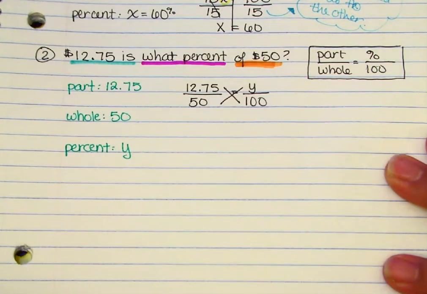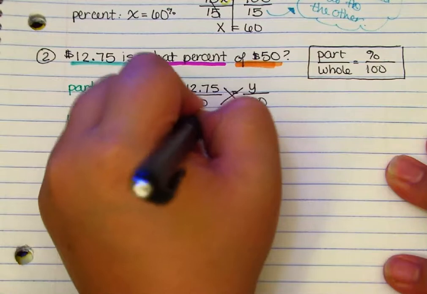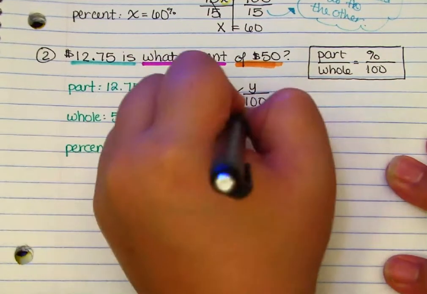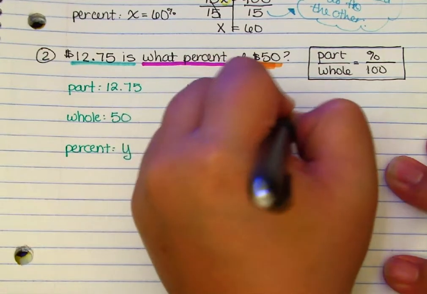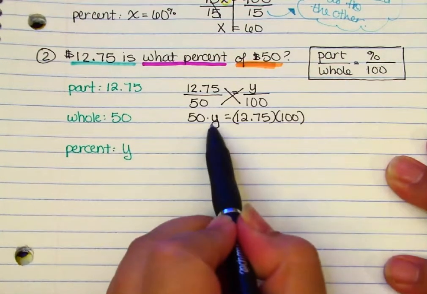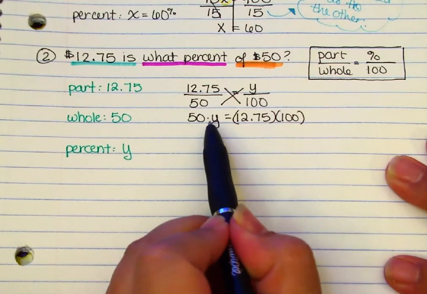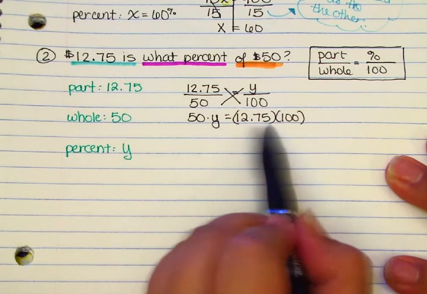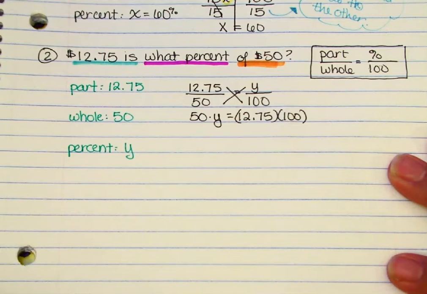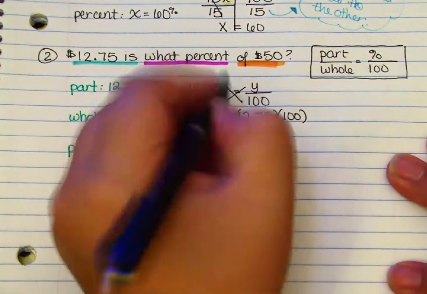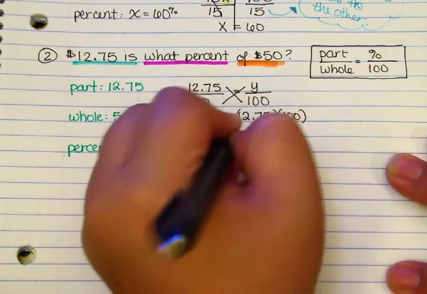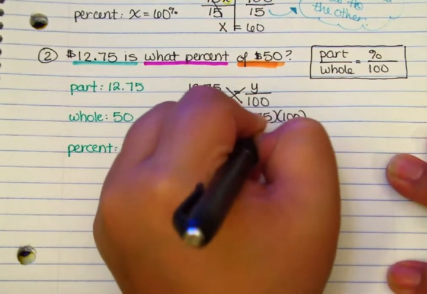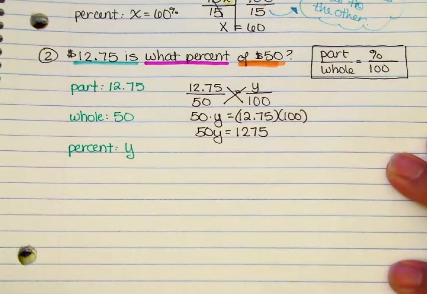Cross multiplying. 50 times y equals 12.75 times 100. I just want you to note that this is done with a decimal for multiplication. Because I have a decimal here, I decided to use parentheses. They mean the exact same thing. So squish them together. 50y equals 1,275. So when we multiplied that, it ends up being 1,275.